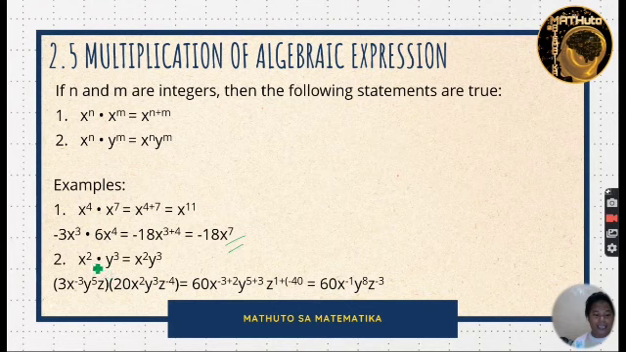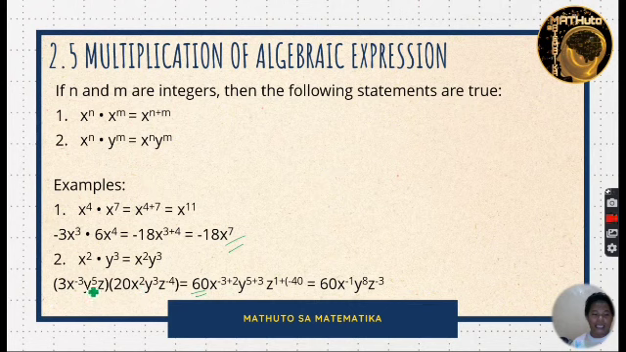Another example, we have x squared times y cubed, which is x squared y cubed. So, different variables po, so we cannot add the exponents of the two variables. In this example, we have 3x raised to negative 3, y raised to the 5th power, times the quantity 20x squared times y cubed times 8 raised to the negative 4. So, ganito po. 3 times 20 is 60.